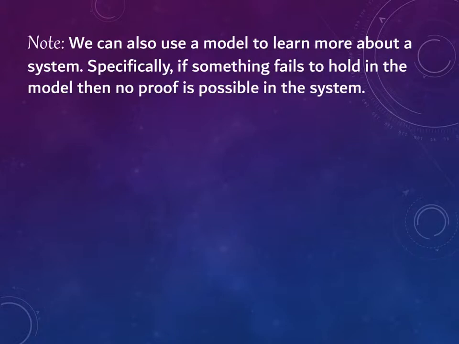Not only that, but it also doesn't say if it works in the system, then there is a proof possible. Our book doesn't define it, but that's actually called the inverse. The inverse is not the same statement either. You have to use the implication as it's written. If it fails in the model, then it's not possible to prove.